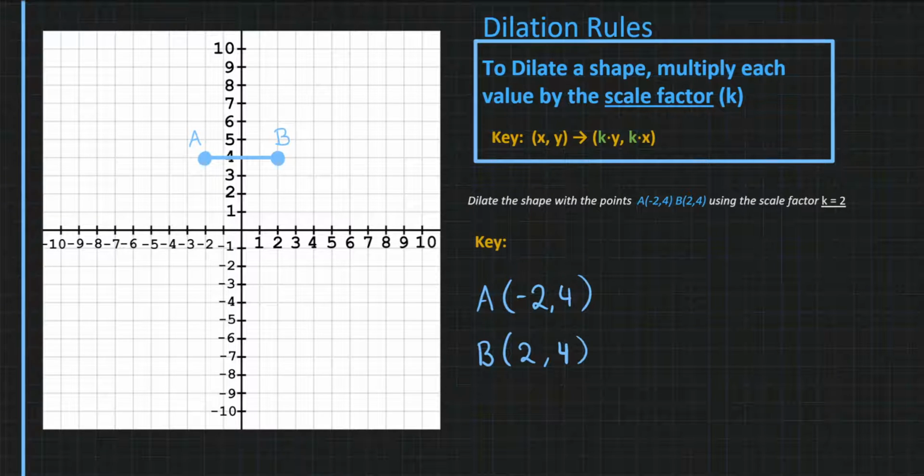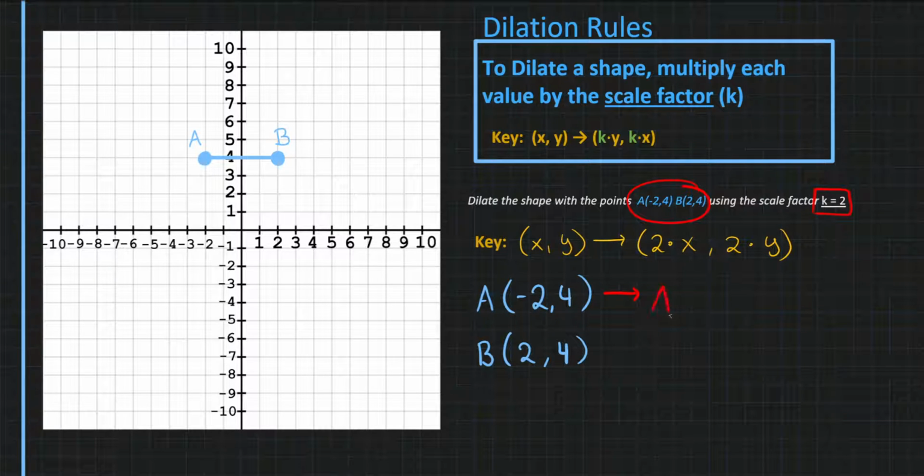All you need are the points of your shape, which we have here, and a scale factor, which we have right here. The way you dilate a shape is simply by multiplying each point by the scale factor. So if I were to write a key, the key would look something like this. It would be x comma y, and make this change to it. Since our scale factor is 2, we're going to multiply 2 times our x and 2 times our y. So let's try it out. Let's see what that looks like in practice.